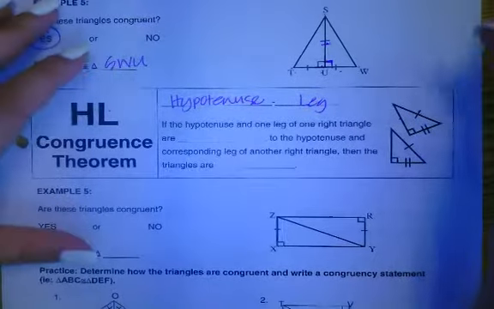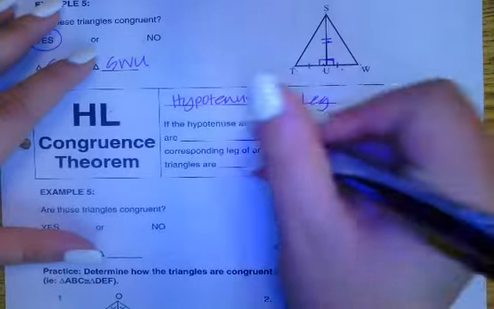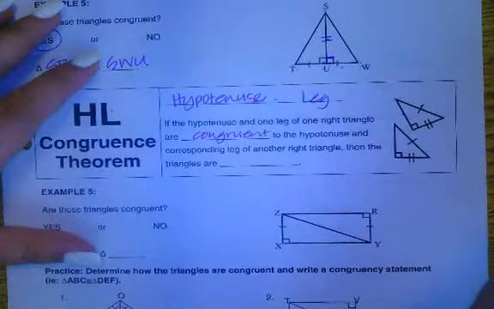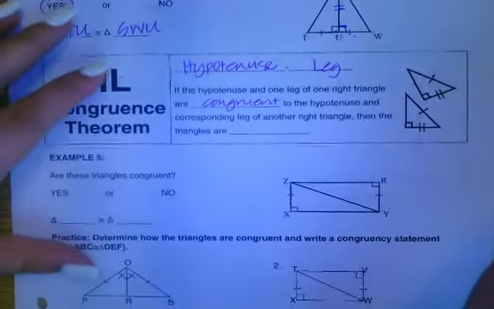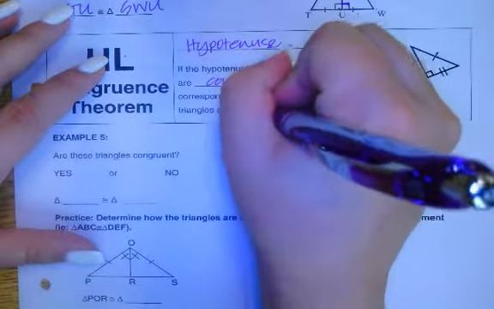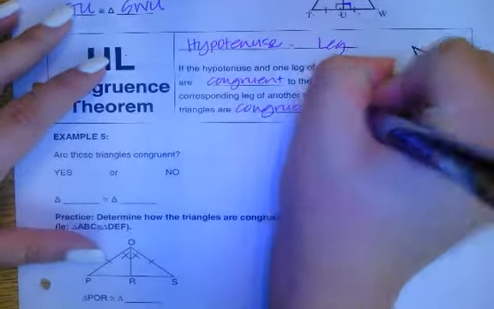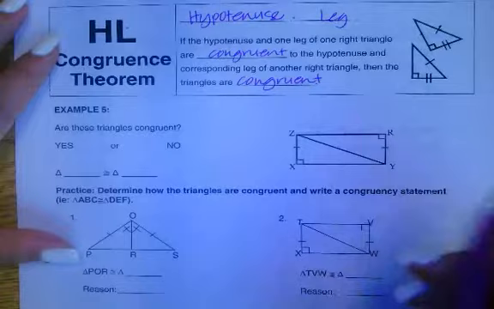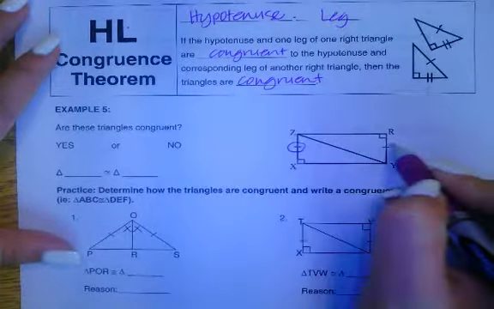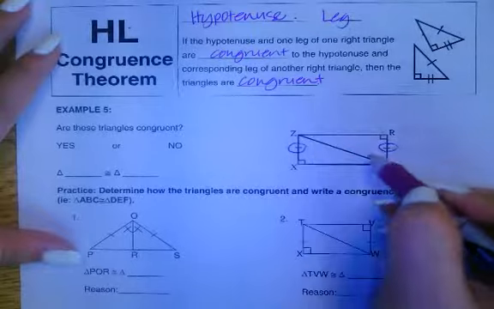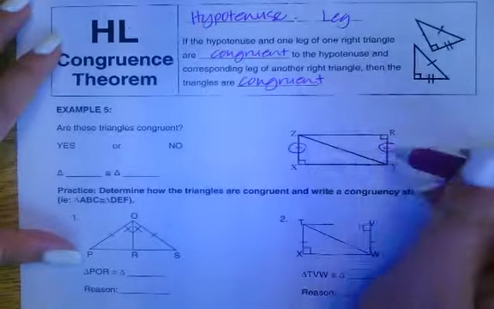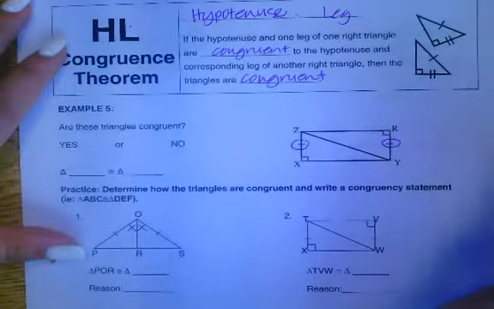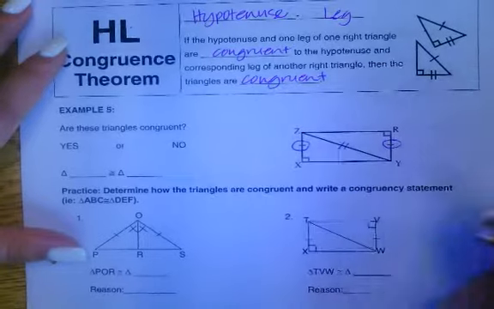So, if the hypotenuse and one leg of a right triangle are congruent to the hypotenuse and corresponding leg of another right triangle, then the triangles are congruent. So, example 5, are these triangles congruent? Okay, well, here's our legs that are congruent. Are the hypotenuses congruent? Yes. So would these two triangles be congruent? Yes.